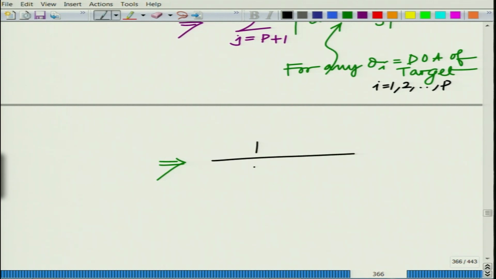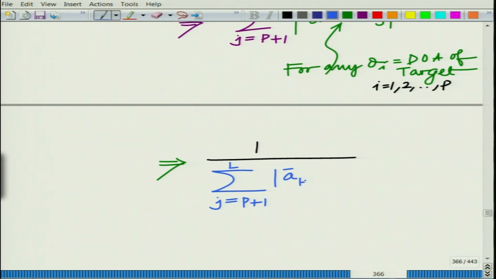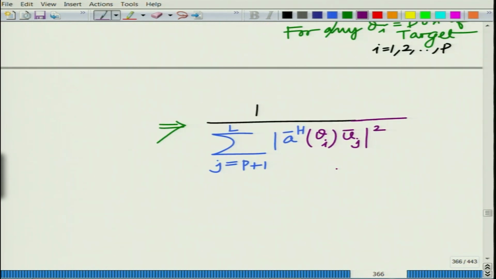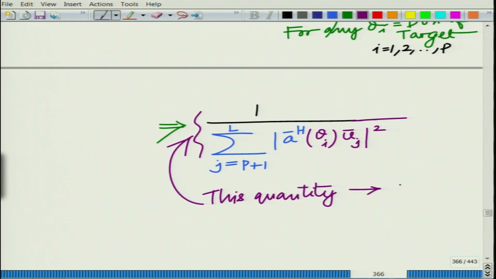which implies if I look at the reciprocal of this, that is if I look at this quantity, the summation j equal to p plus 1 to L magnitude A bar Hermitian theta I u bar square, since the denominator is small, this quantity is going to be very large, right. Since the denominator is 0, this quantity tends to infinity. This implies this quantity is very large essentially.